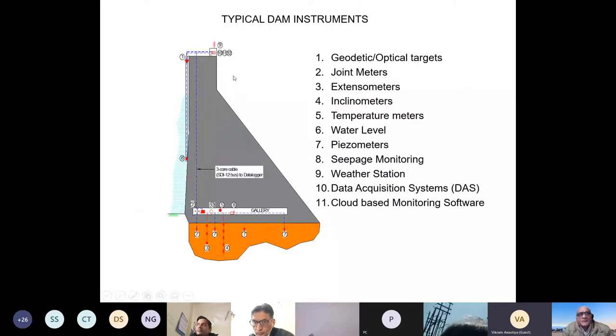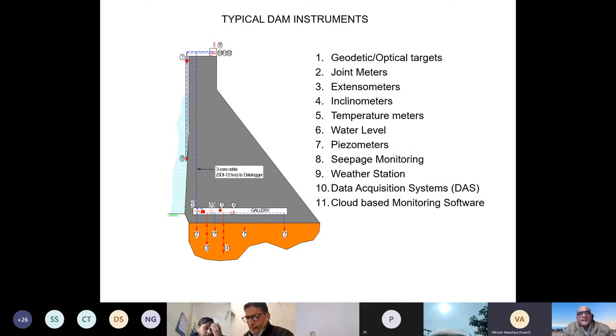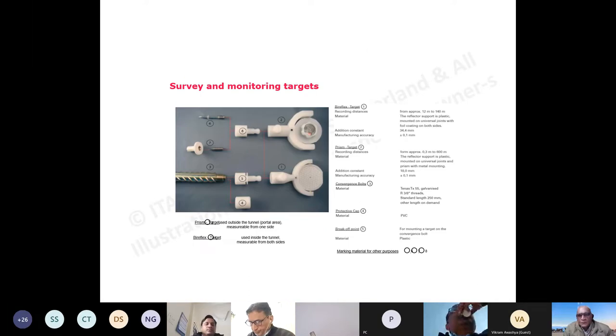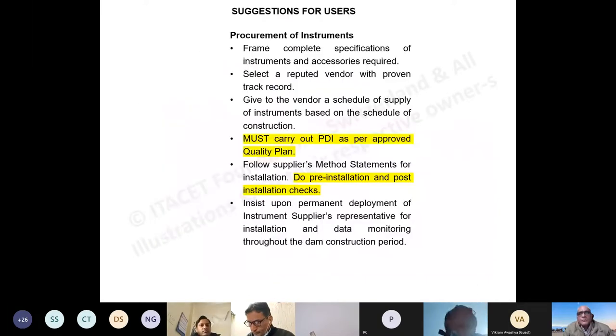So the instruments are installed, that is fine. But the data we get, we have to really analyze, because there is no point in installing the instrument unless the data is analyzed. First thing is that even to use the instrument, I would like the participants to know these fundamental things about instruments.